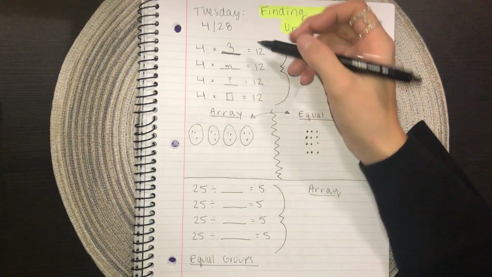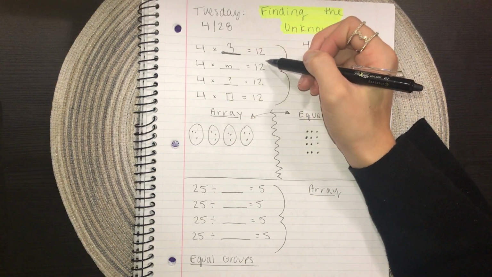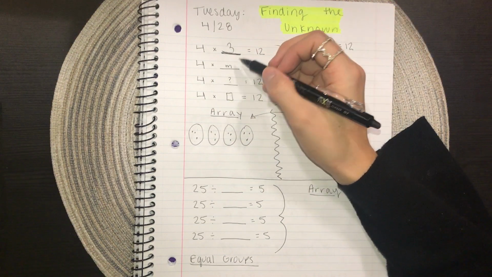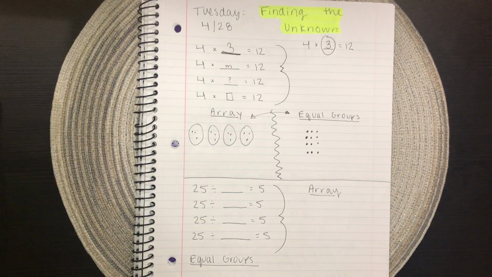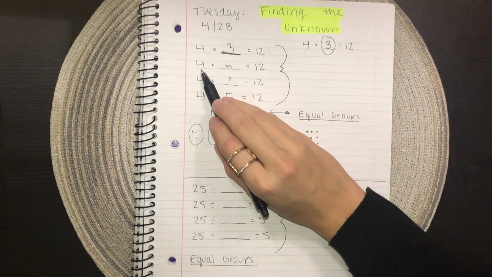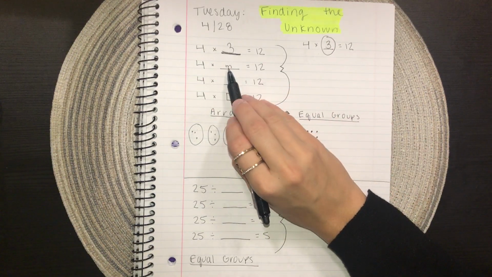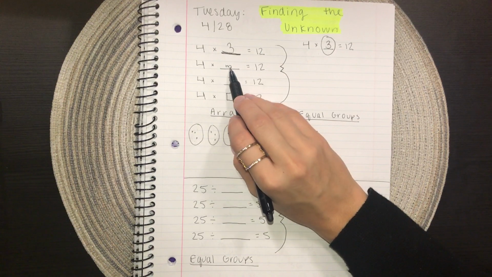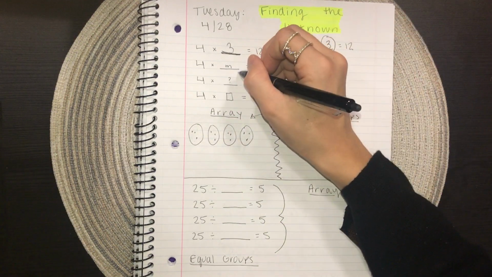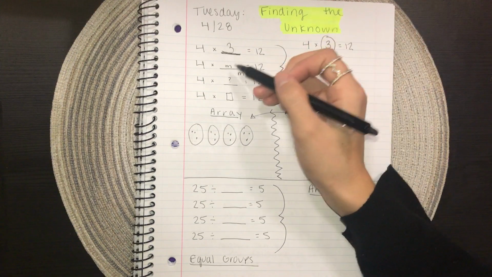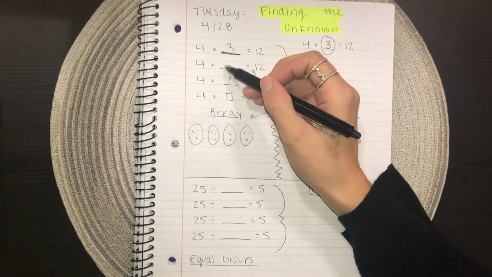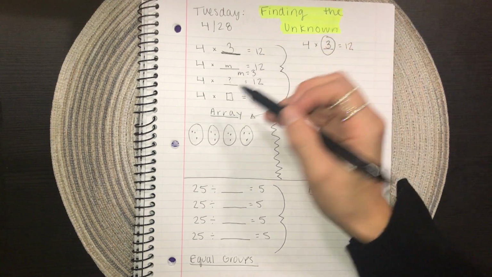So for example, in this one, 4 times m equals 12. They just want you to solve for m. So it's finding the unknown. So that's anything but a number. So we have one number here, and the m is a letter. So we know that we're solving for m. So in this case, it would just be m equals 3, because this value should be a 3.